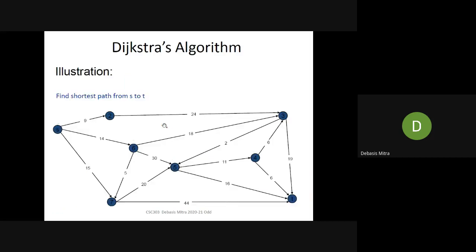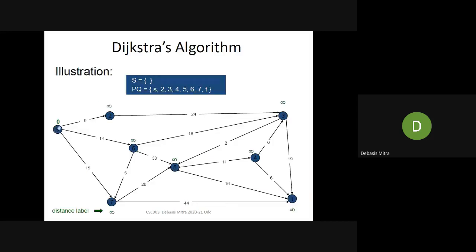Okay, so the starting point, the source S, is given. Unlike Prim's MST, here it is already given. So the d value for this will be 0 and all remaining d values will be infinity to start with. The set of solved vertices will be empty first, and the priority queue will be like this. Only S will be at the head, and all other nodes have the same d values, so they will be in any order. No problem.